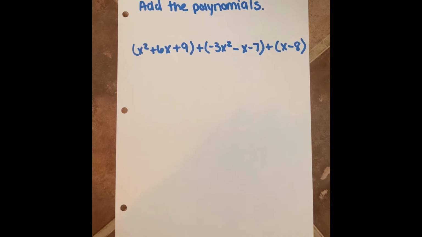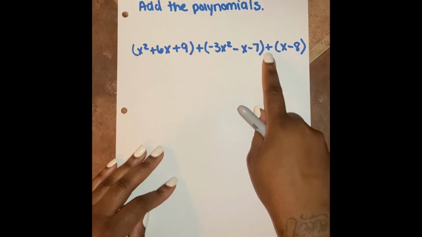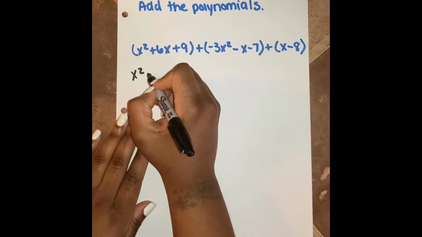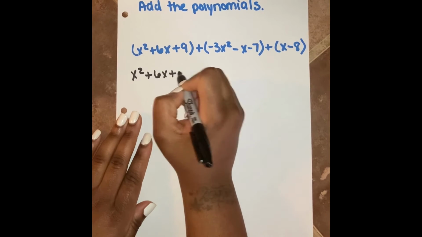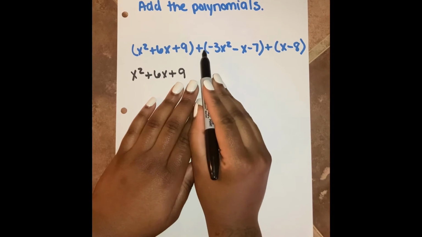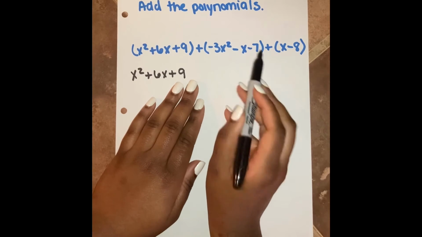So I have the polynomial x squared plus 6x plus 9 plus negative 3x squared minus x minus 7 plus x minus 8. So I'm going to rewrite this so that I can drop the parentheses, distribute my operation signs where necessary so that we can combine like terms. So we have x squared plus 6x plus 9. And we have our plus, we have our operation sign here. So we're going to distribute a positive 1 to every term that's within this polynomial.